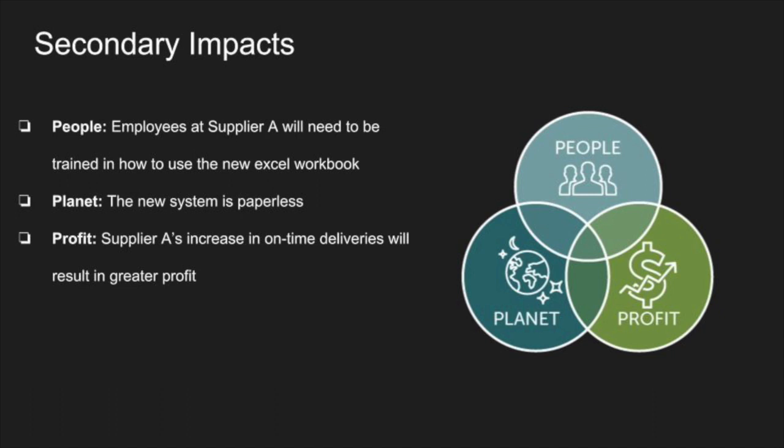In developing my design and finalizing my recommendation, I had to consider any impacts it might have. The biggest impact it will have is on the employees at supplier A. The employees will need to be trained on how to use the Excel workbook and the additional ERP job scheduling model. Another impact is the transition from a paper system with printed work orders to an electronic system.